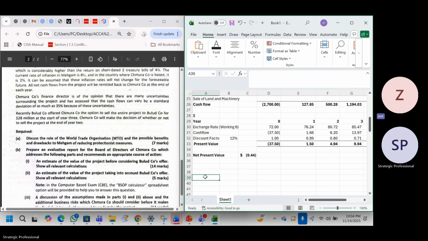Before exercising the right, I'm not sure if I'm correct. And you know, you are right. And don't forget, they said at the start of year 3. So if at the start of year 3, you are using only year 1 and year 2.